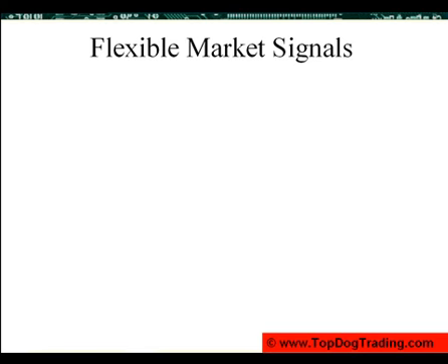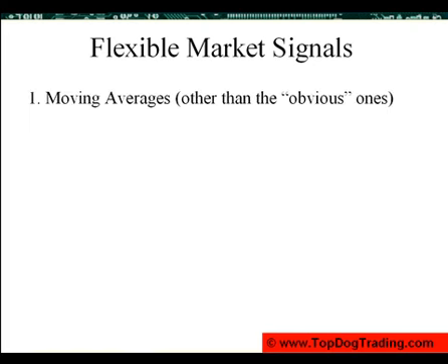Now, before we get to the invisible market signals, I'm actually going to show you kind of an in-between category that I call flexible market signals. These are important. They can be used effectively, but they're not quite as important as the ones we just looked at. For example, moving averages of any type, other than the two obvious ones we already talked about that are so commonly used. Moving averages are very flexible market signals.